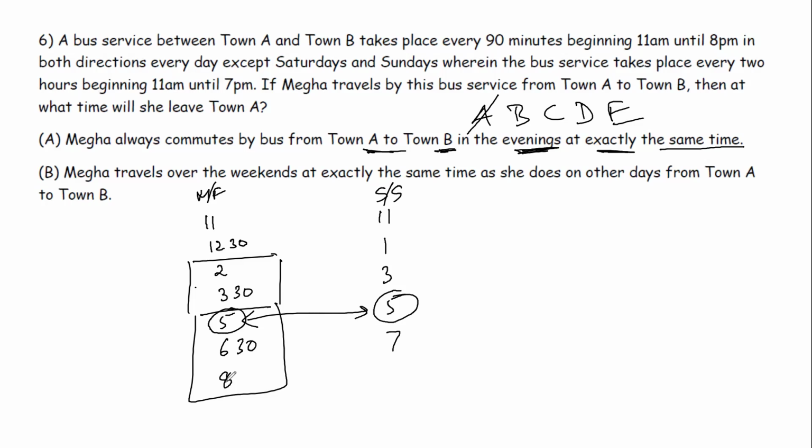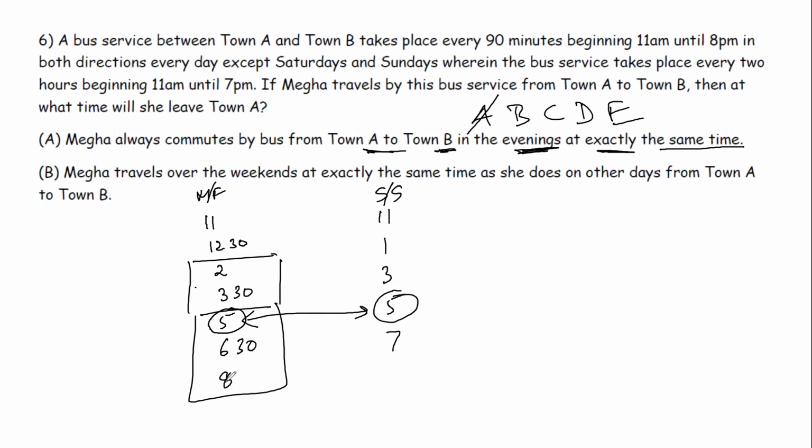See, the bus service leaves every day. But whether she leaves every day, that is not given. So the word every day is there in the second line of the statement, but whether or not she leaves every day, that we don't know. Second statement: Megha travels over the weekends at exactly the same time as she does on other days from town A to town B.